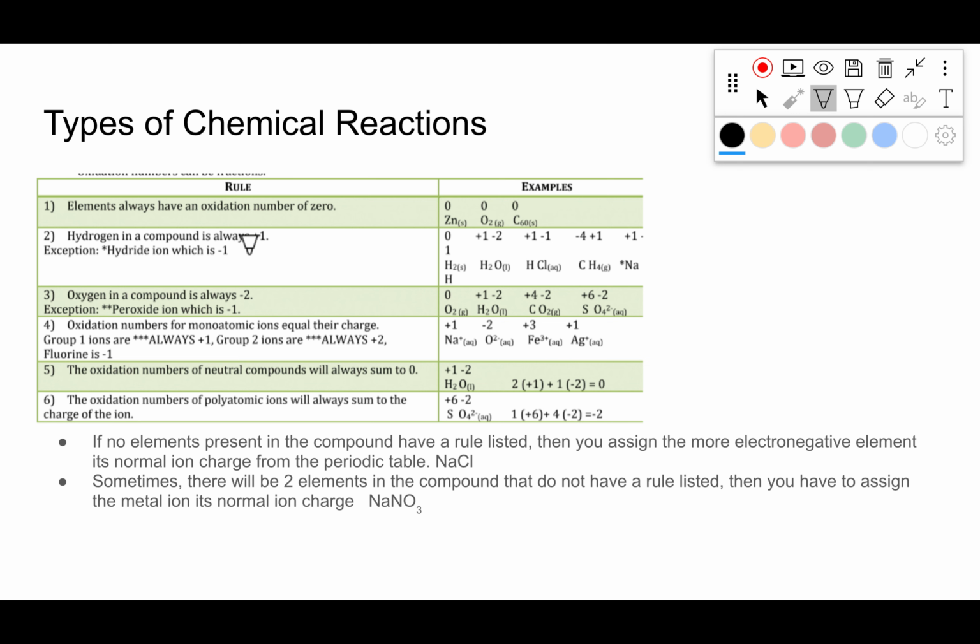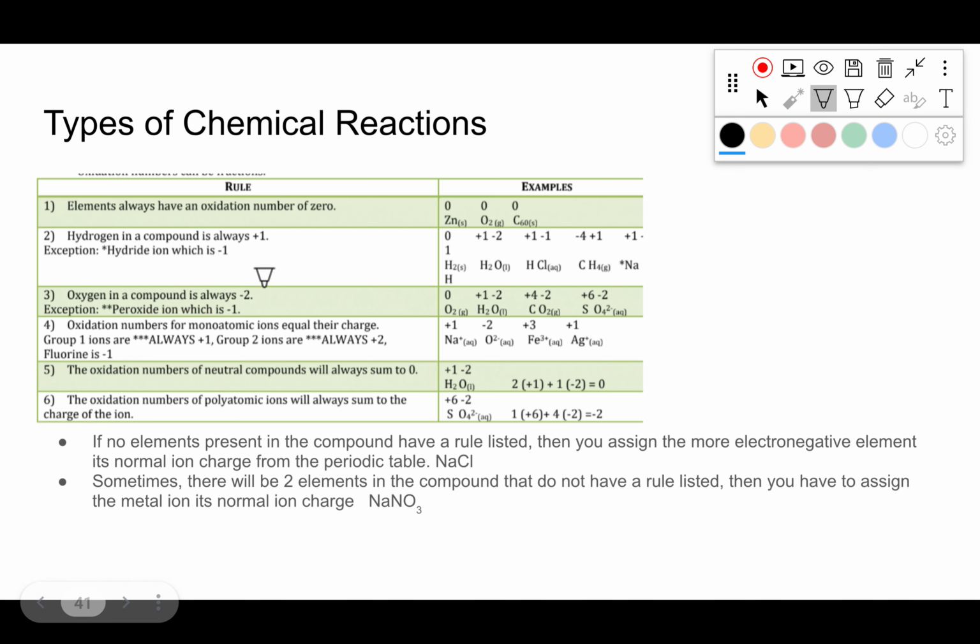Hydrogen is always going to be a positive 1, but there are a couple of exceptions: if you have a hydride, which would be the second element, it's a negative 1. AP really doesn't do exceptions for oxidation numbers. So hydrogen would be a positive 1. We just memorize it's always a positive 1.